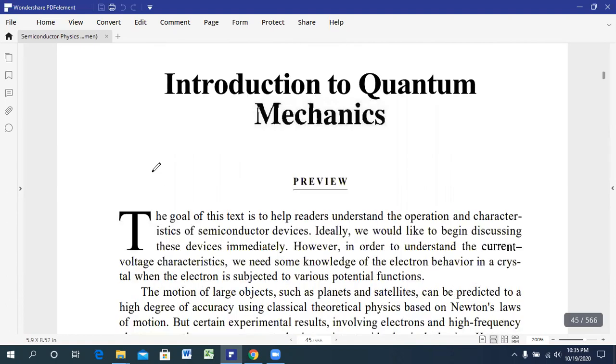First of all, the name is quantum mechanics. What is quantum mechanics, what is classical mechanics, and what is the difference between them? Before starting the details of quantum mechanics, I would like to tell you what classical mechanics is. Classical mechanics is also known as Newtonian mechanics. In Newtonian mechanics, we know there are three laws.